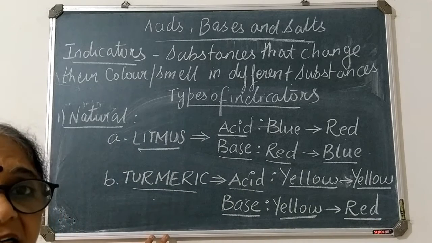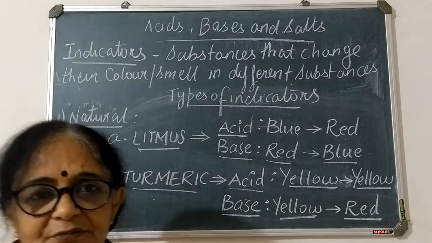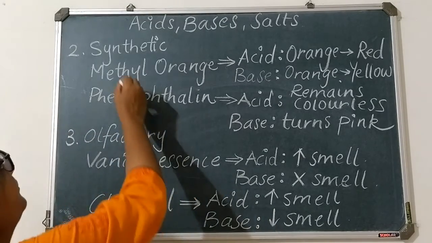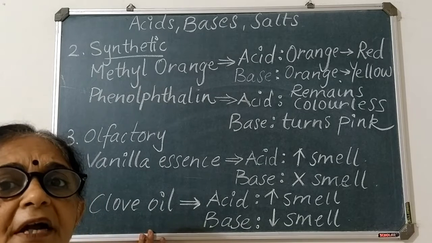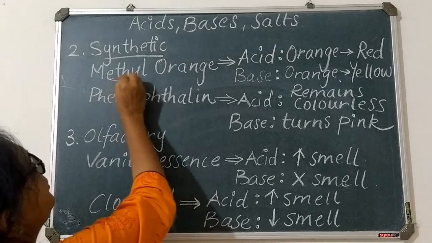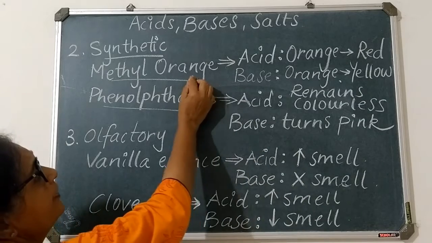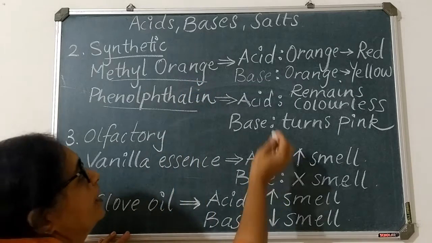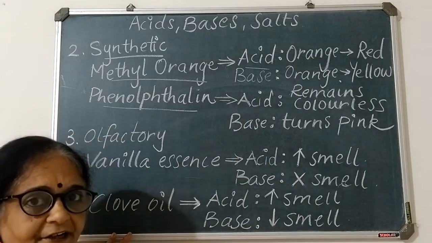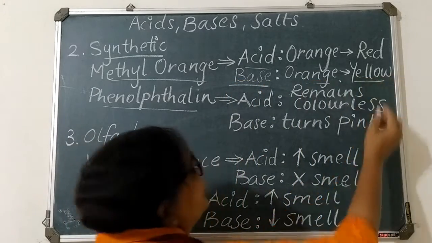Let us see the next type of indicator, synthetic indicators. Synthetic means that they are prepared in the laboratory. We take two examples. One is methyl orange and the other is phenolphthalein. Now when methyl orange, which is orange in color, comes in contact with acid, the orange color will turn red. And when it comes in contact with base, the orange color will turn to yellow.